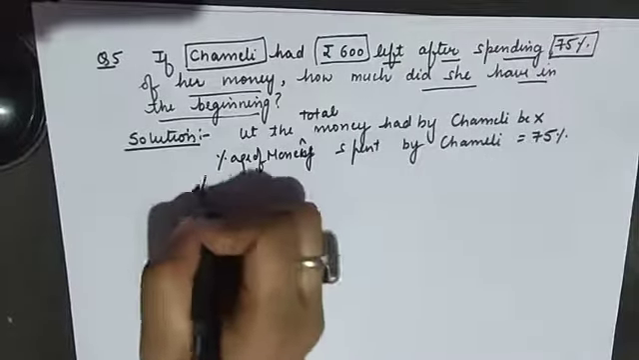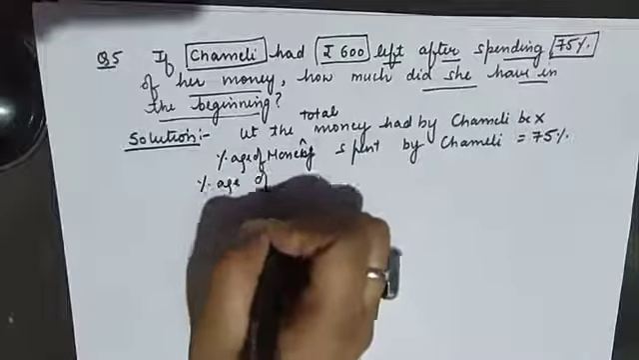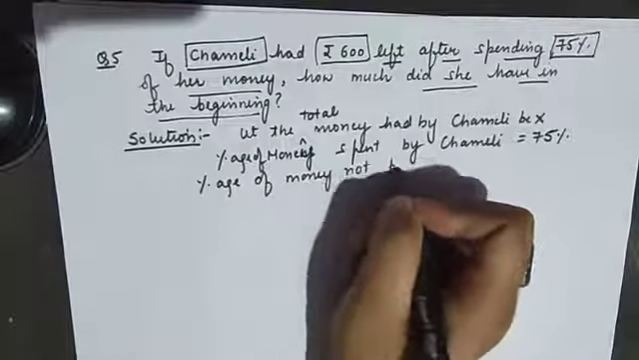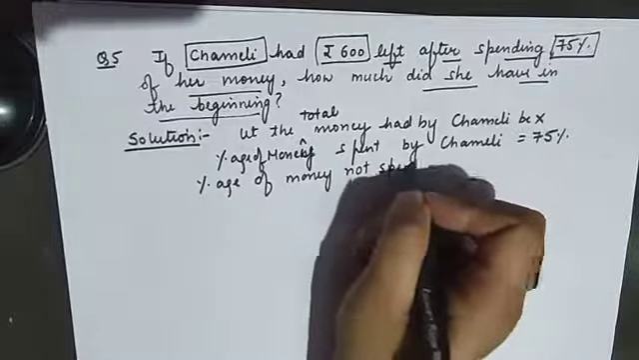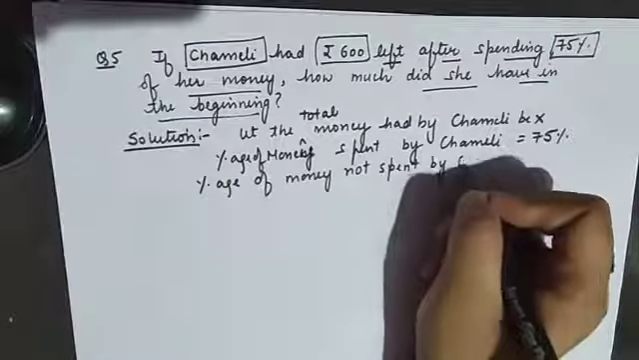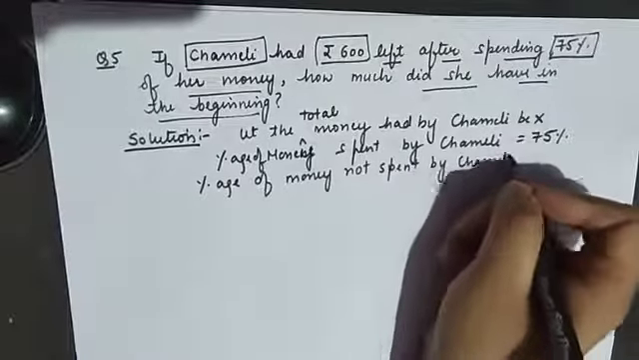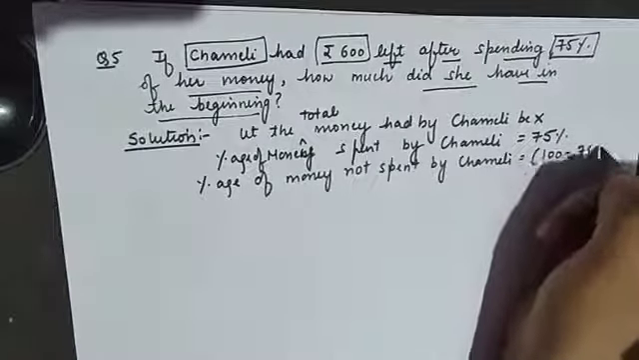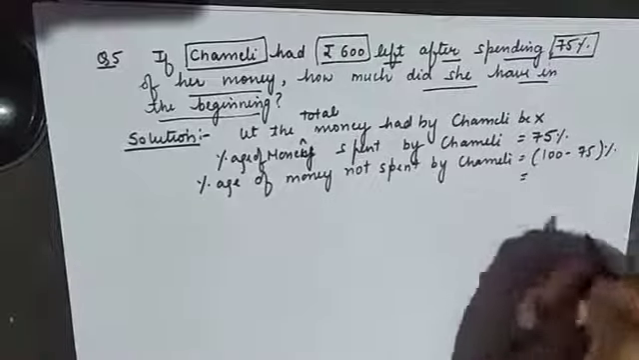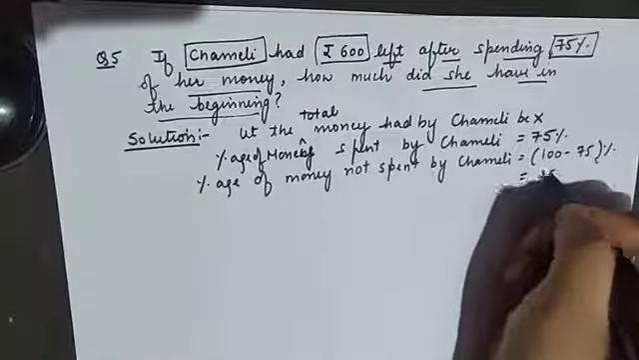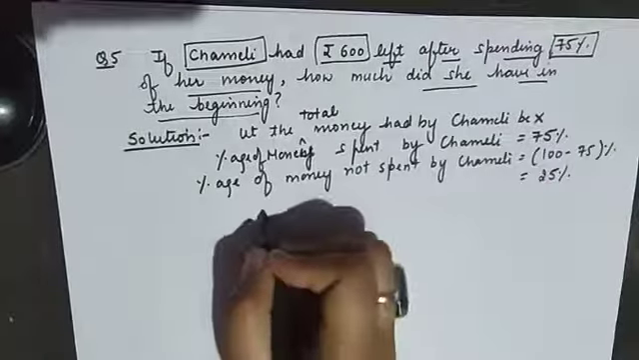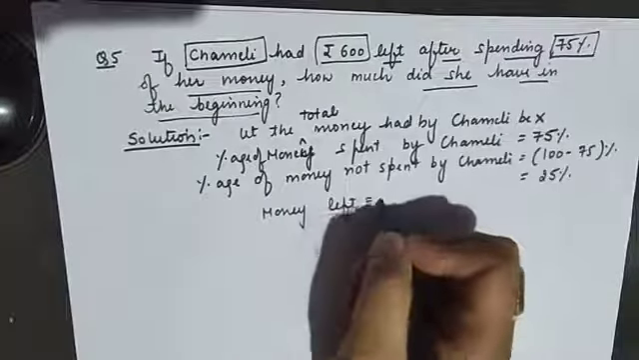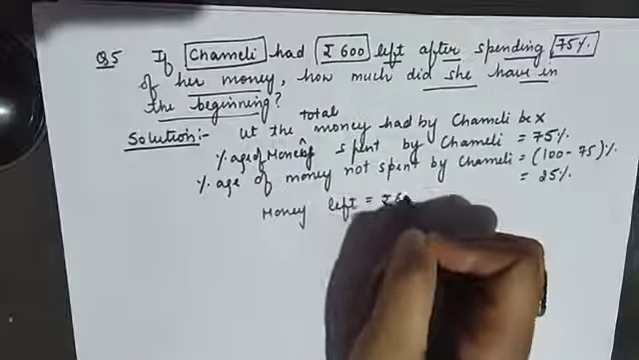Okay, so the percentage of money not spent by Chameli will be how much? It will be 100 minus 75 percent, so it will be equal to 25%. So the money left, how much money is she left with? She is left with rupees 600 here.